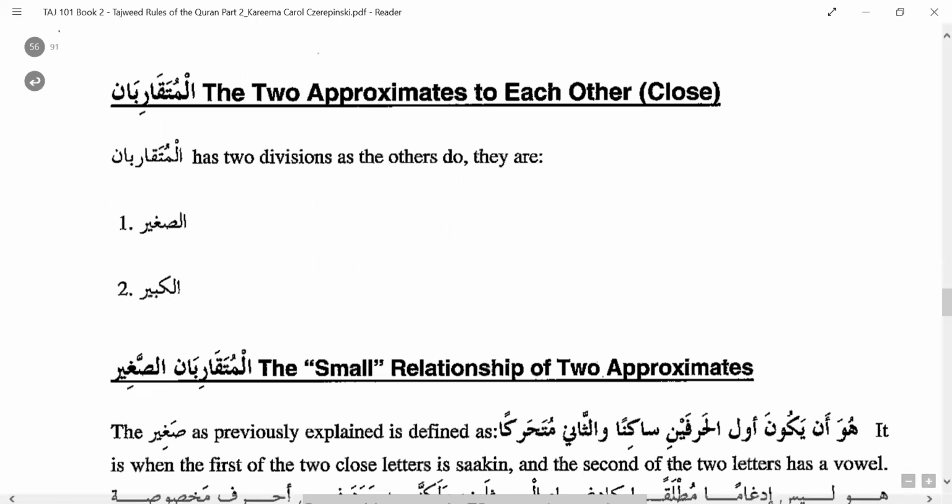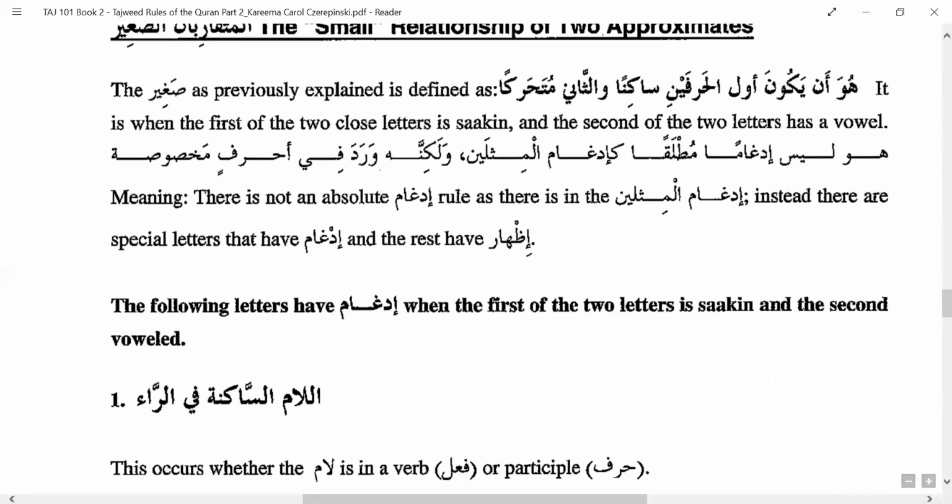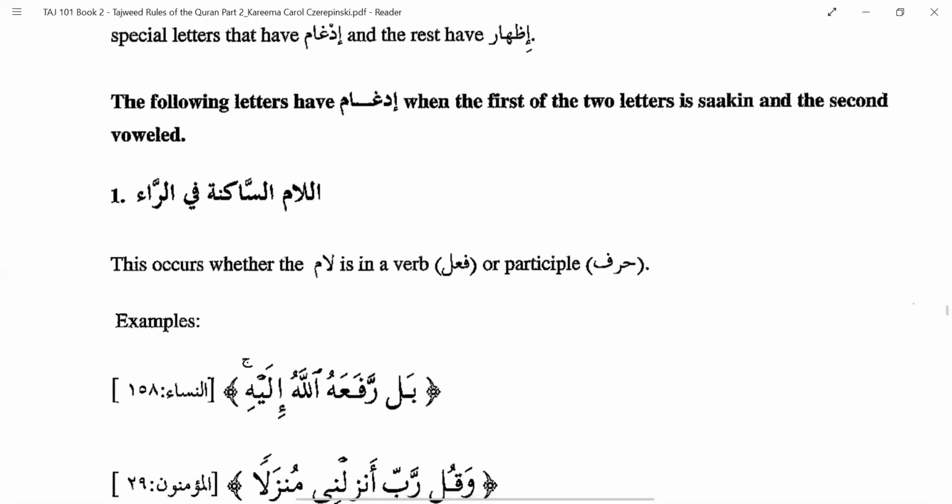In mutaqariban, you have close makhraj. Again, we will see saghir and kabir for both. Saghir is where the first letter is sukoon and the second is voweled. This is like mithlayn. You will not have an absolute idgham. Like in mithlayn, what is the main rule? Idgham. But here there are only special letters where you will do idgham. The rest will all have izhar. So the idgham is specifically mentioned.